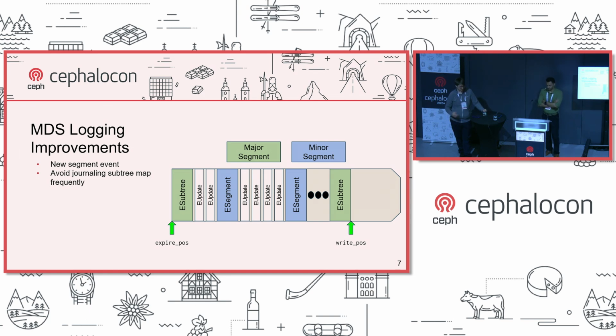But anyway, this now lets us write the subtree map much less frequently, and it's improved performance a lot for certain workloads, including IO 500. And if you want to meet someone super excited about it, go talk to Mark Nelson. All right, next slide.